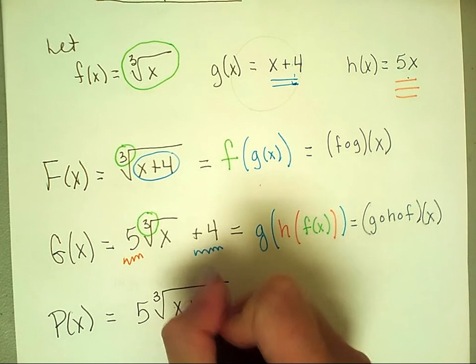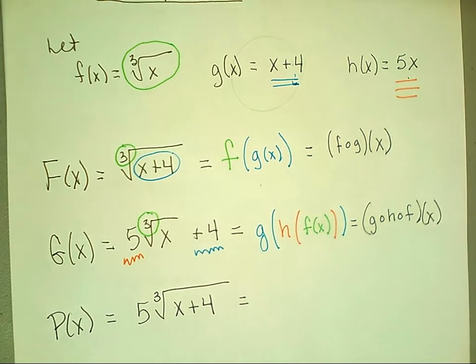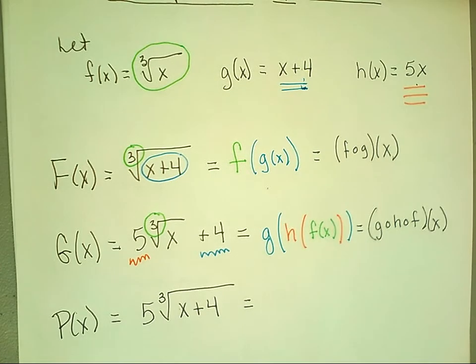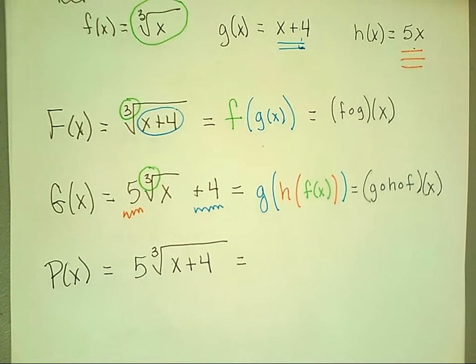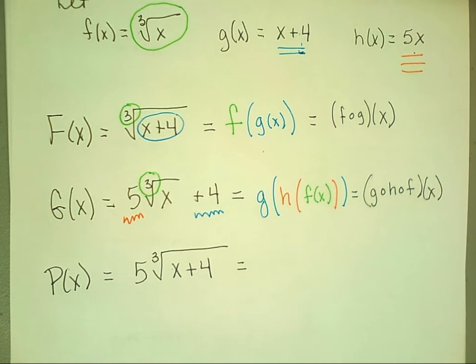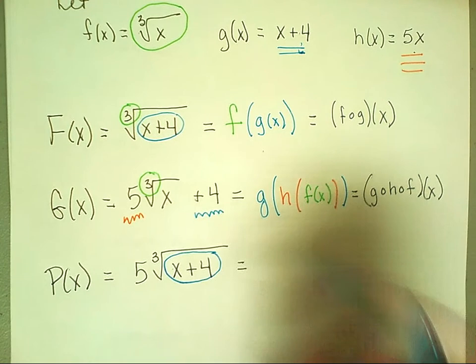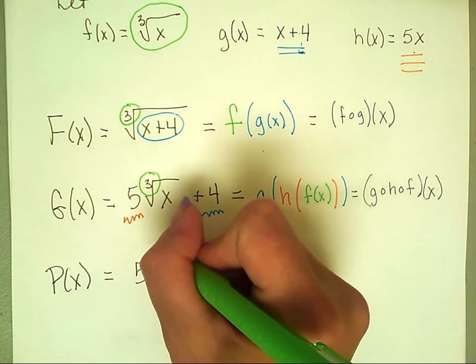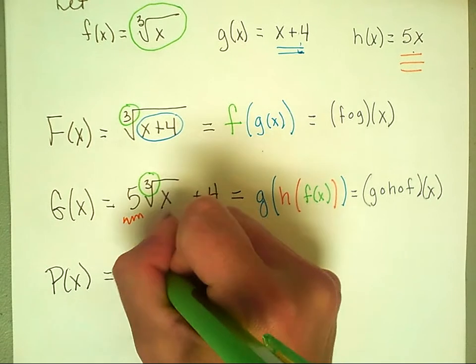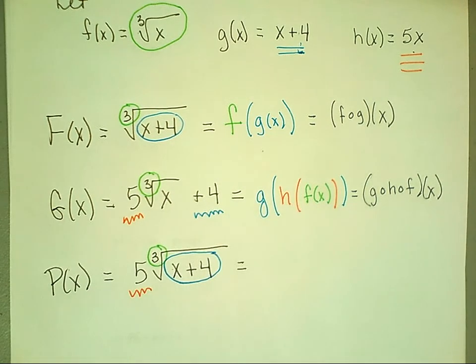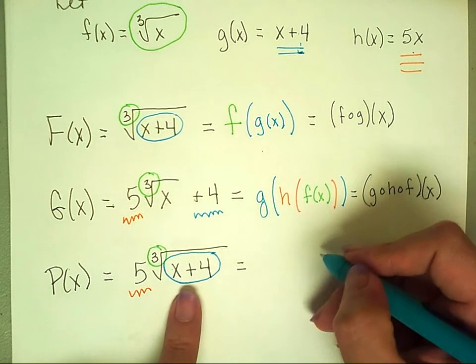Let's say we have this one though, 5 times the cube root of x plus 4. I'll give you a second to think about it. Okay, so inside here I see g, I see the cube root, which is f, and I see 5 times something, which is h.